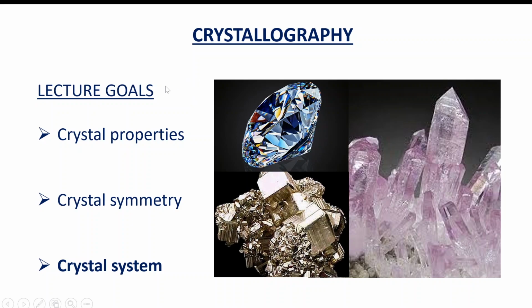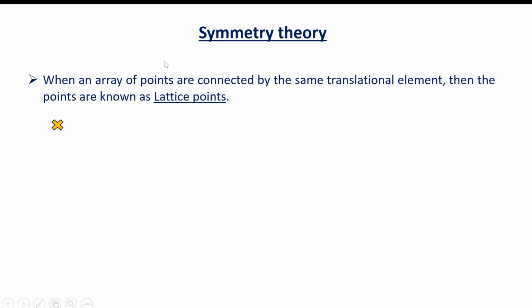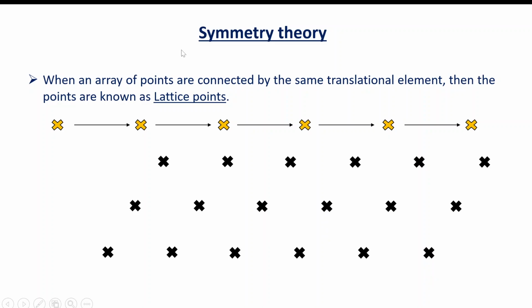Talking now about crystal systems in detail, we will plunge into that, but before that we need an idea, in continuation with symmetry theory, that when an array of points are connected by the same translation element, like we have seen in the arrangement of motifs in a chain, then the points are nothing but lattice points. You can see that this translation is continuously generating lattice points one by one in a particular direction with the same magnitude.